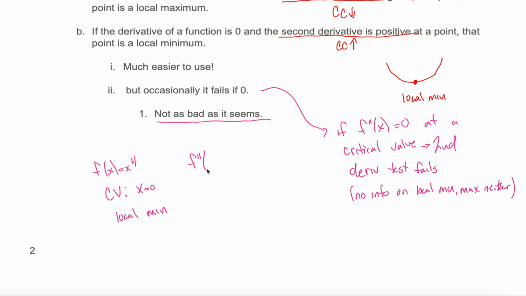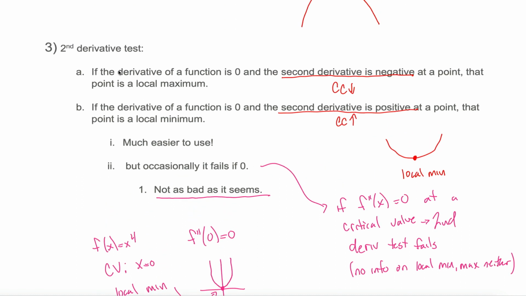f double prime of 0 is equal to 0, and what that means is the second derivative test fails. But if you look at the graph of y equals x to the fourth, what you'll see is it kind of sort of looks like this, a lot like your standard parabola, but a little bit steeper kind of. That critical value is definitely a local minimum, even though the second derivative at that critical value equals 0.